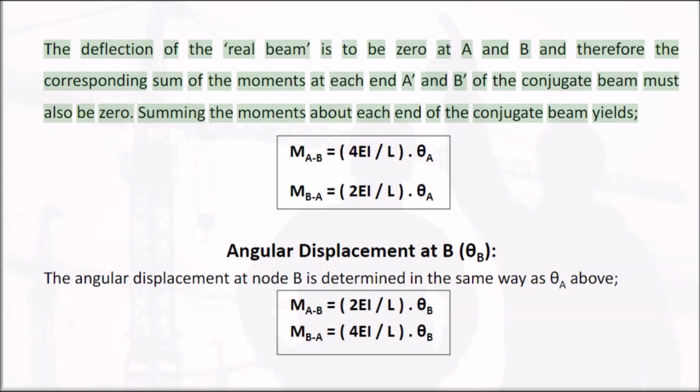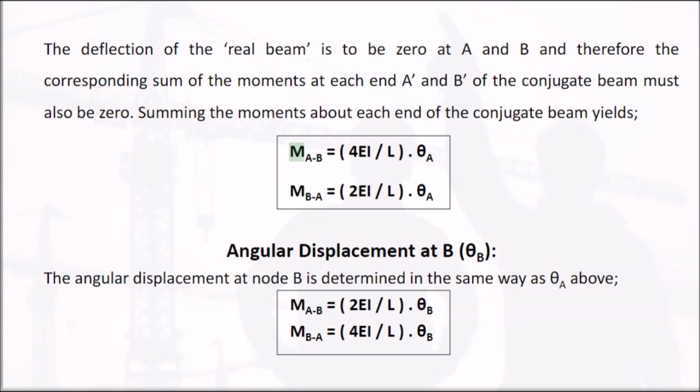Summing the moments about each end of the conjugate beam yields M_AB equals 4EI/L theta A, M_BA equals 2EI/L theta A.